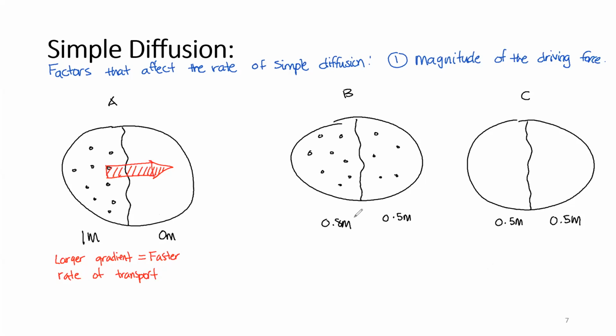Okay. In container B, we have a smaller gradient, right? We have 0.8 on one side, 0.5 on the other side. So we don't have quite as strong a gradient as in container A. So we have a smaller magnitude of the driving force, indicated by a smaller arrow. And so we also will see a slower rate. So we've got a smaller gradient, which equals a slower rate of transport.